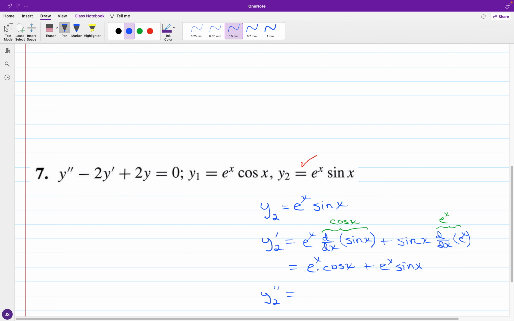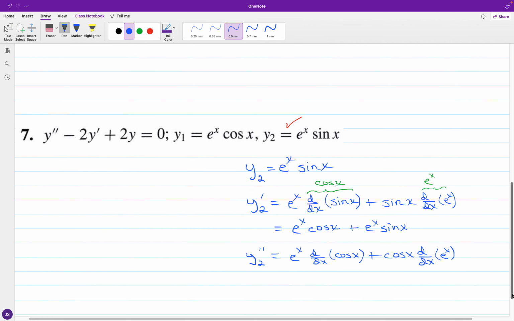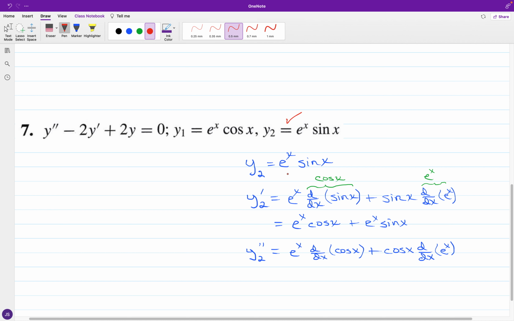For e to the x cosine of x, you have e to the x times the derivative in x of the cosine of x, and reapplying the product property of derivatives, you have the cosine of x times the derivative in x of e to the x. And guess what? We had worked with the derivative of e to the x sine of x, and we're doing this again.